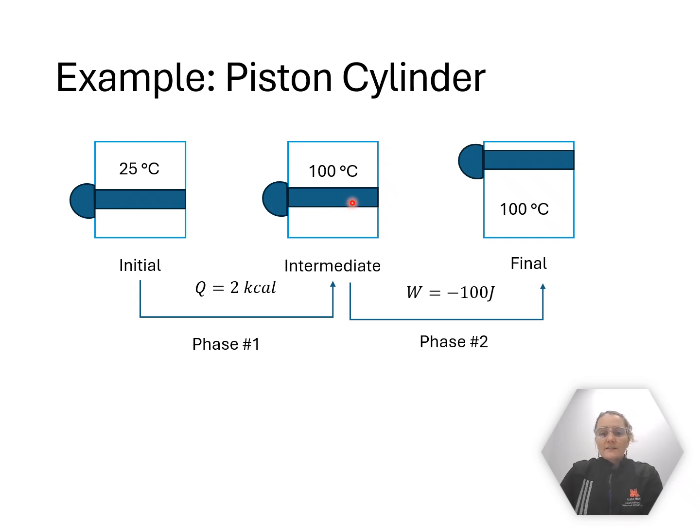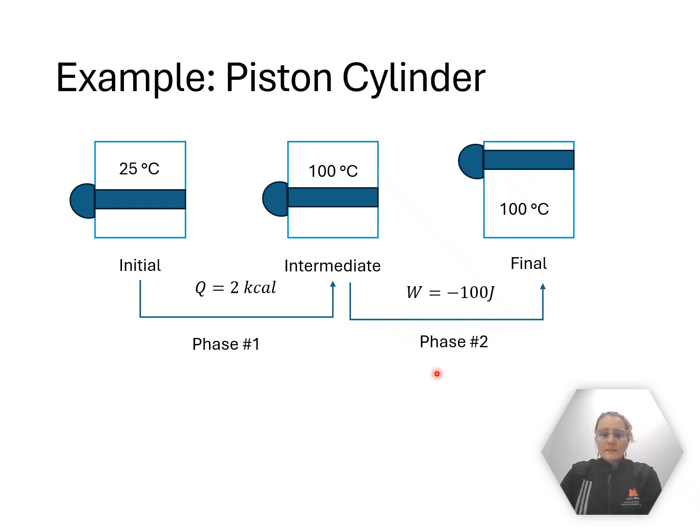Now, we fixed the piston in place so it's not going to move. It didn't move up or down. Then we pull this pin basically and we allow this piston to move up. As we do that, the gas is doing work on that piston. And so we have a work of negative 100 joules, and that's the final state.